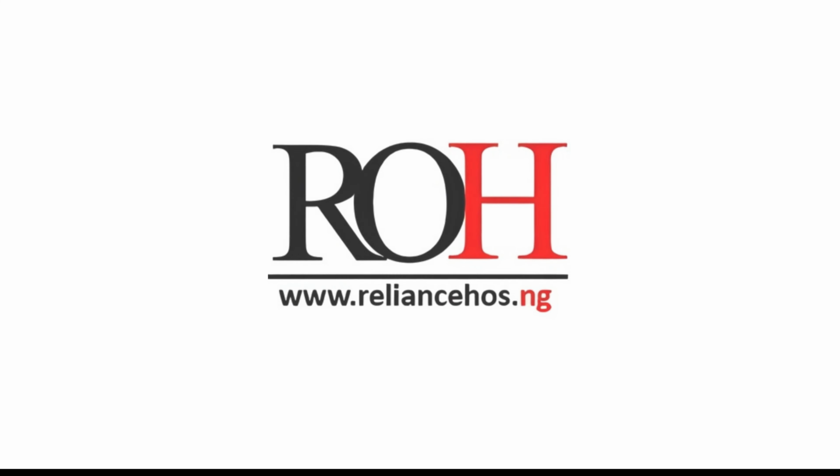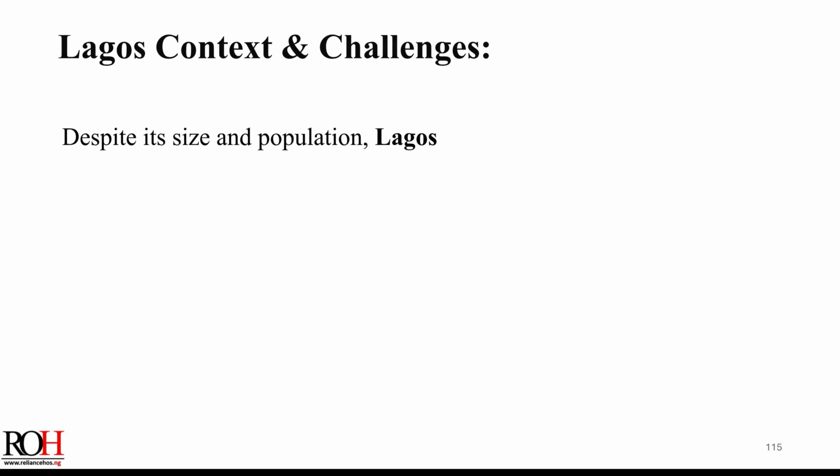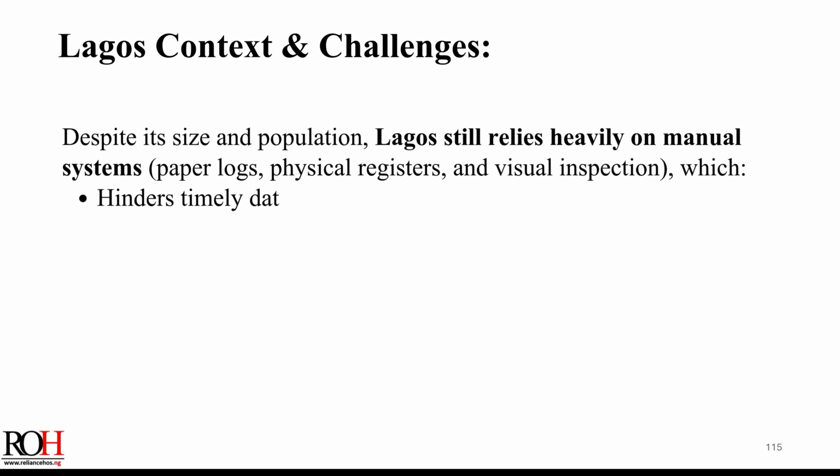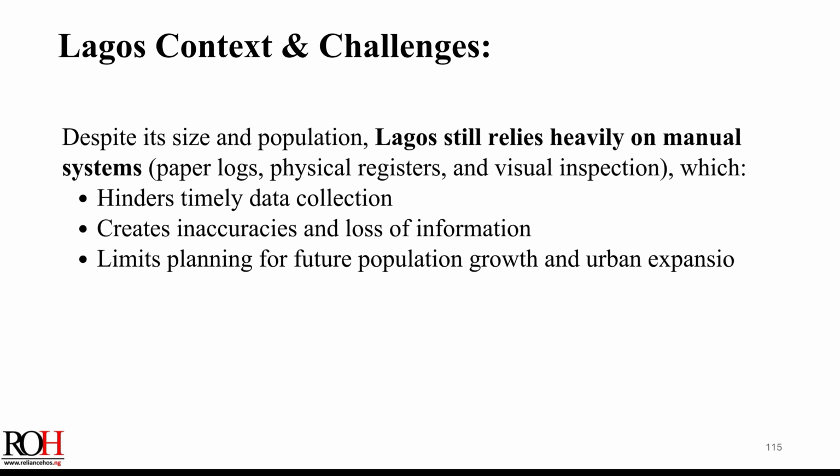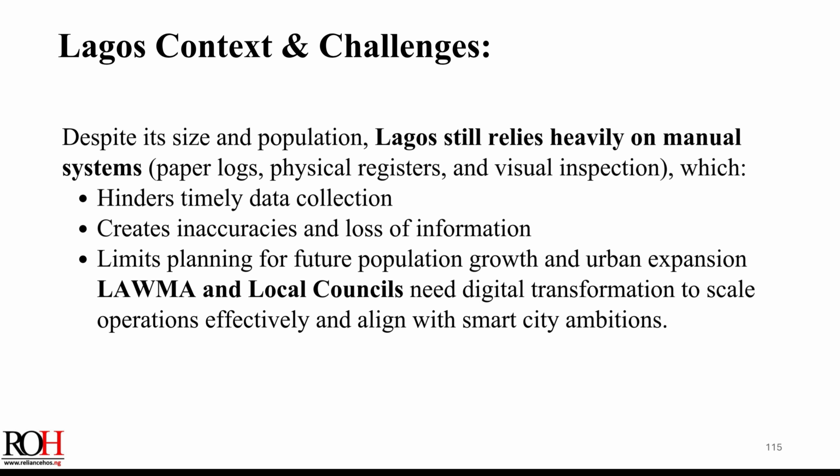Lagos context and challenges. Despite its size and population, Lagos still relies heavily on manual systems, paper logs, physical registers, and visual inspection, which hinders timely data collection, creates inaccuracies and loss of information, and limits planning for future population growth and urban expansion. LAMA and local councils need digital transformation to scale operations effectively and align with smart city ambitions.